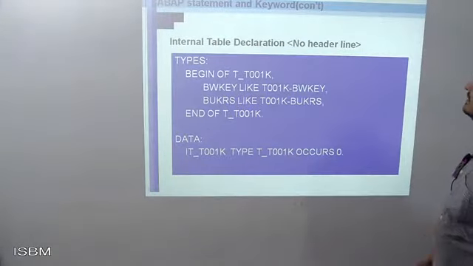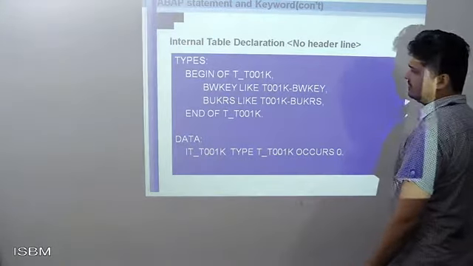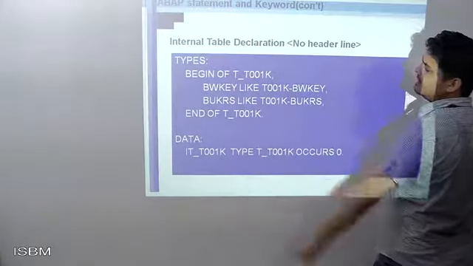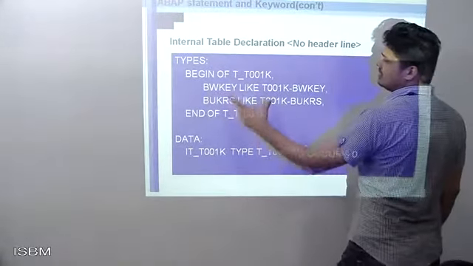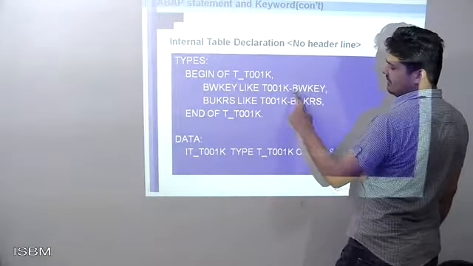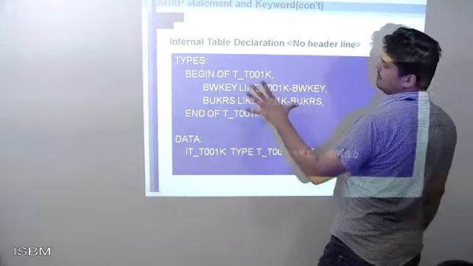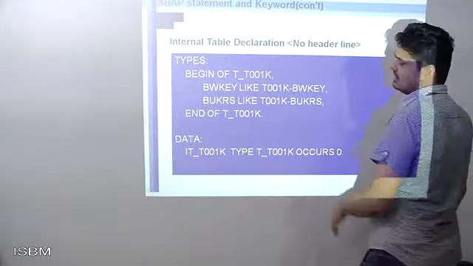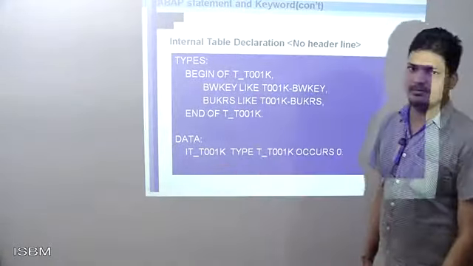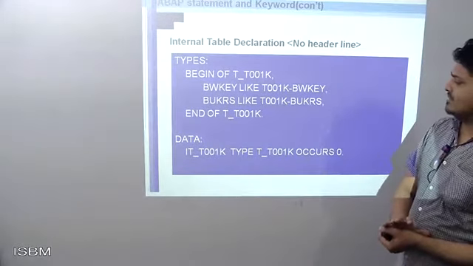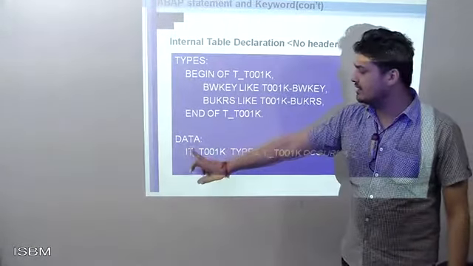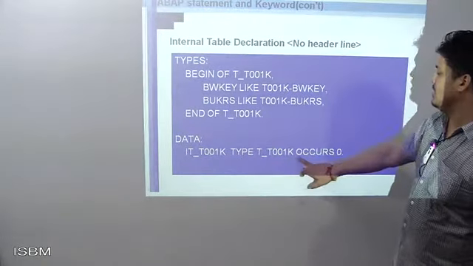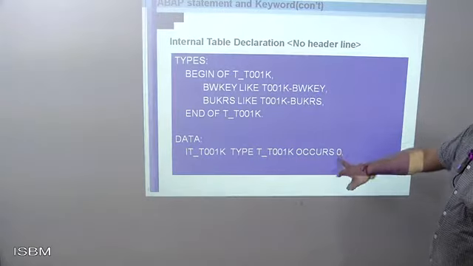Just like an example, this is a table with no header line or with a header line. See, TYPES: BEGIN OF t_t001k. This is the internal table declaration. These are the two fields that I have taken in my internal table. In memory there are only two fields. This is the way we can create a structure, and then we write a database table. Basically, while writing a database table, we use IT, which stands for internal table. So for the internal table, this type of structure, OCCURS 0, this is a no header line.